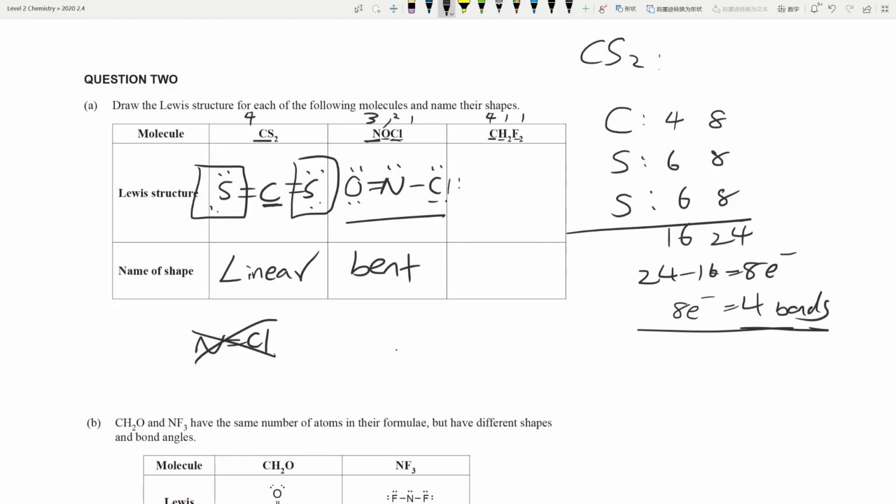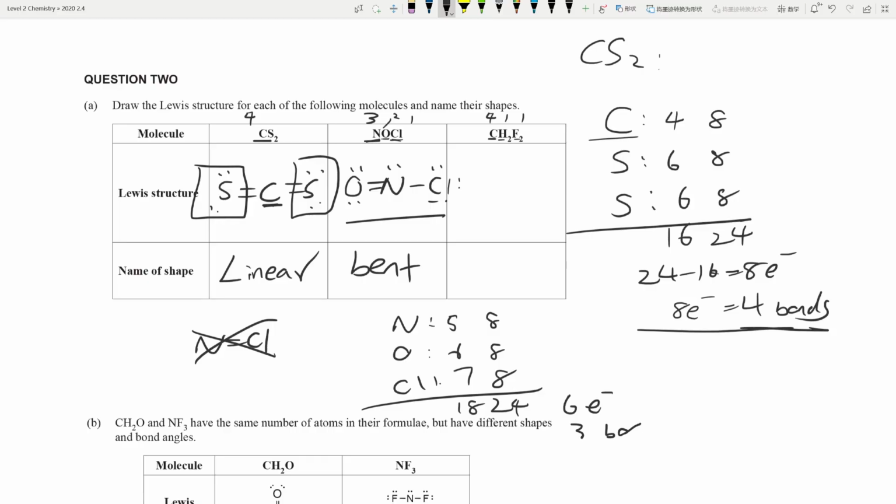So if you want to use this method, you can. I can just show you. This is 5, 6, 7. 8, 8, 8, 24, this is 18, so 24 minus 18 is 6 electrons, 3 bonds. That's why you have 3 lines here, 3 bonds. But just make sure that you know that you double bond the oxygen and single bond the chlorine, and that's just from organic, because oxygen is 2, 6, so it needs 2 electrons to form a stable outer shell.